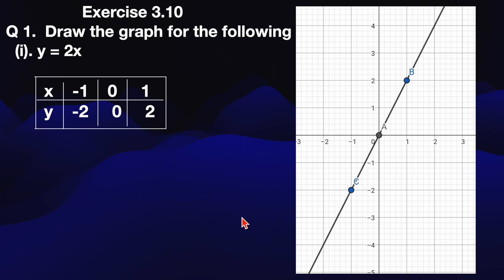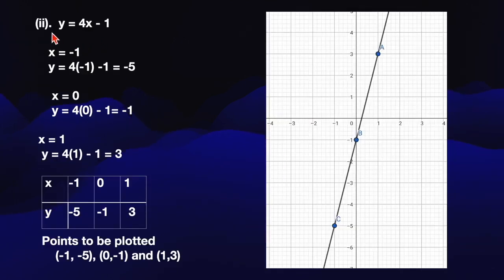Let's do another sum. The second sum is y is equal to 4x minus 1. The linear equation will always have a straight line as the graph. Always remember that. Now let's try to get some points. Put the table like this, write x and y. Write down random numbers. Here I have written -1, 0 and 1.